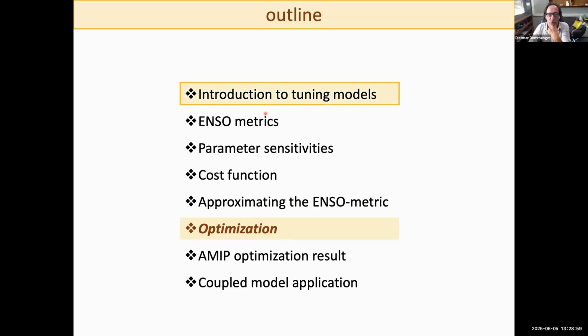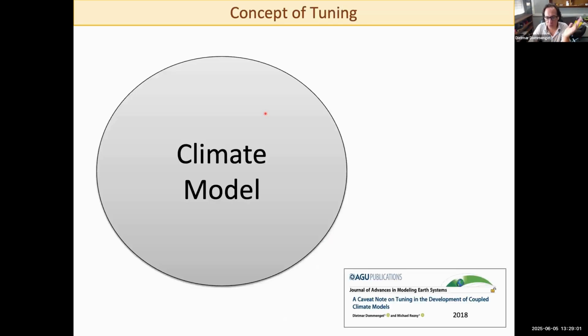Okay, first of all, introduction to tuning. I think many of you are aware of what it means, but I just want to lay this out a little bit in detail. A few years ago, I wrote a paper about this, basically saying that I don't think tuning will work. But now I'm doing it, so you see it's a bit strange.